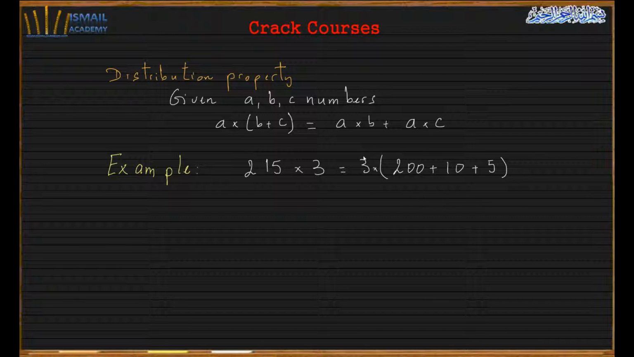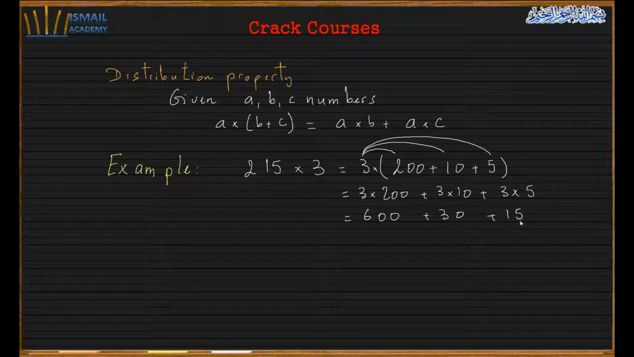Then what I do here, I distribute that number to each term of the addition. So here I will have 3 times 200 plus 3 times 10 plus 3 times 5. So here I will have 600 plus 30 plus 15. So when we add, I will end up having 645.